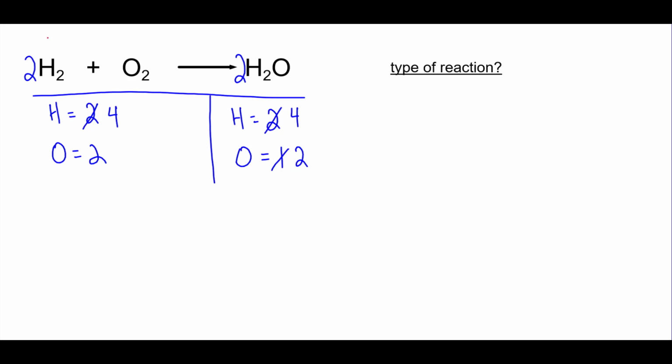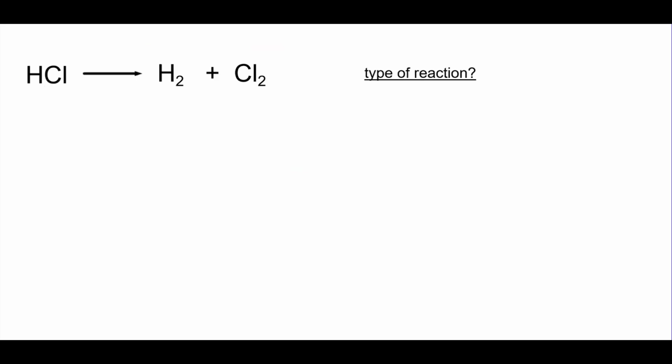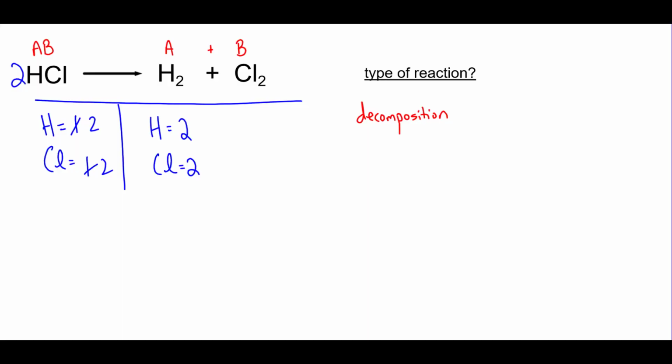For the type of reaction, that's A and then B, and they came together to make a new substance AB, so that's synthesis. Moving on, I want you to try this one by yourself. Pause the video and then come back and check your work. All right, check your answer here. If there's something you missed and you're confused about it, be sure to ask me in class. I'm happy to help.